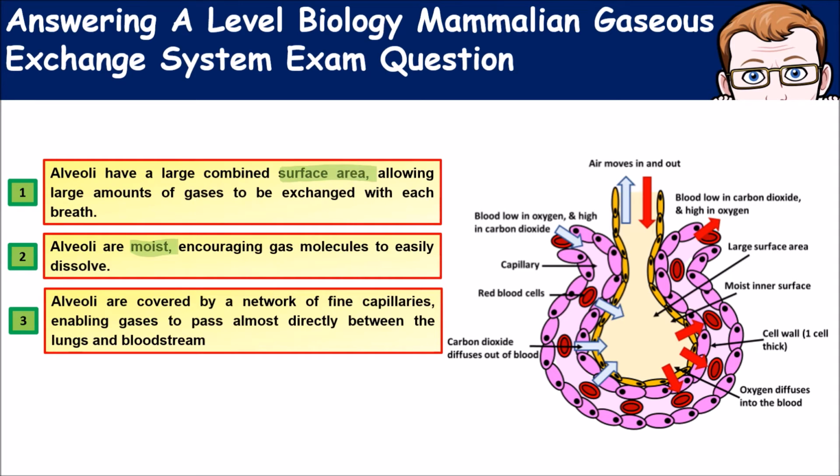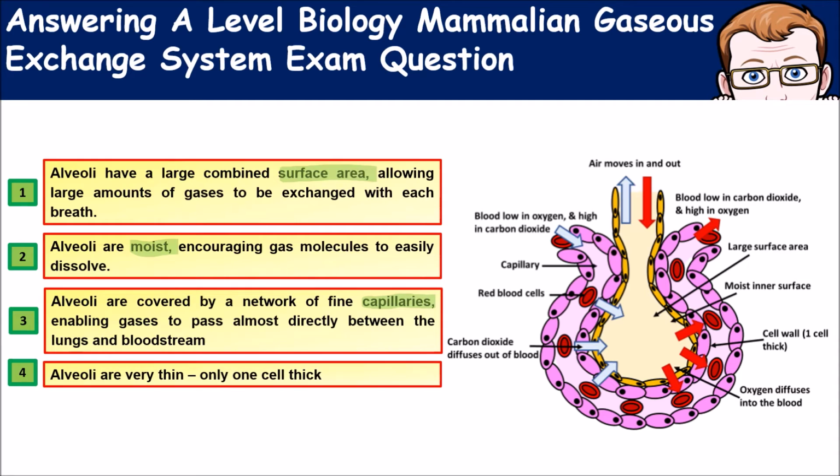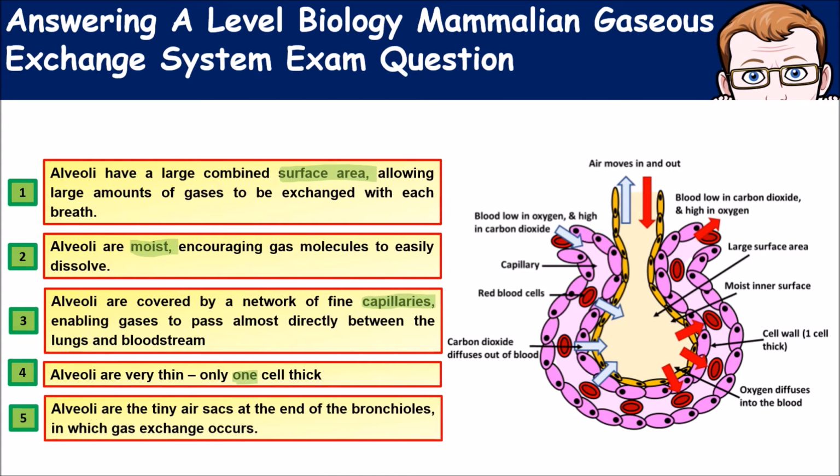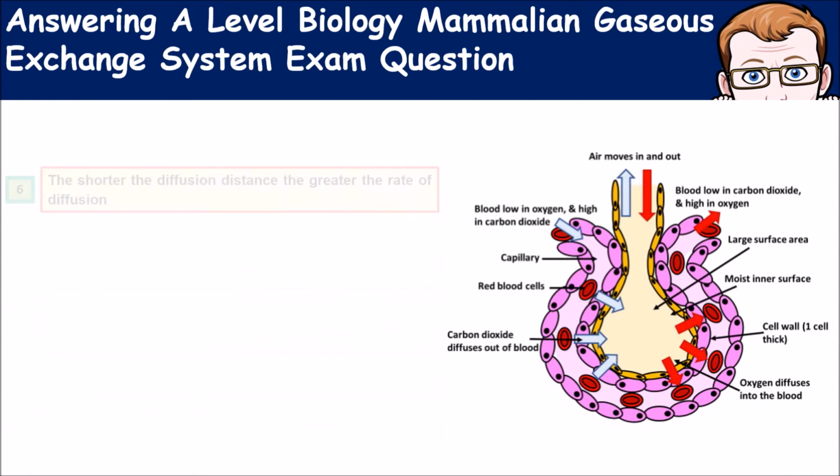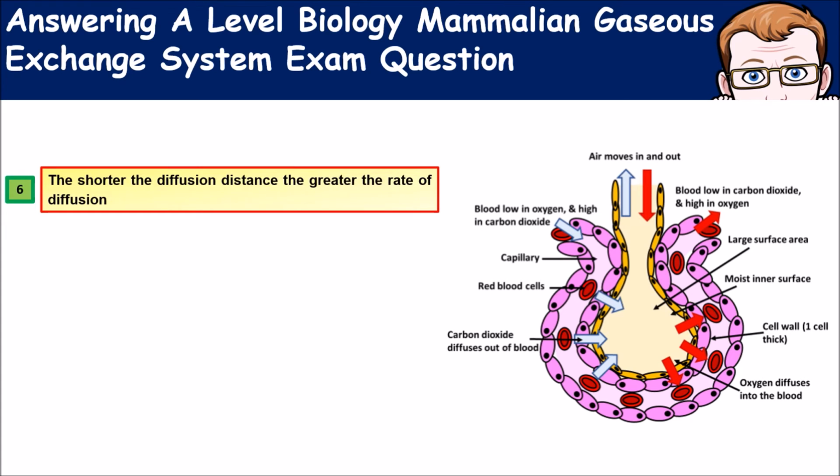Talking about the blood, they're covered in a good network of capillaries. The alveoli are only one cell thick, so that gives a very short diffusion distance. It's worth noting that the alveoli are at the end of the bronchioles. We've already talked about the nice short diffusion distance for diffusion to take place.